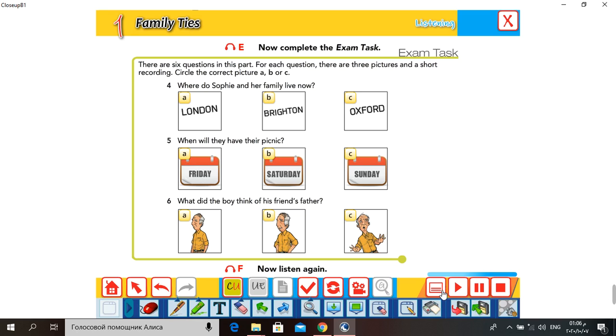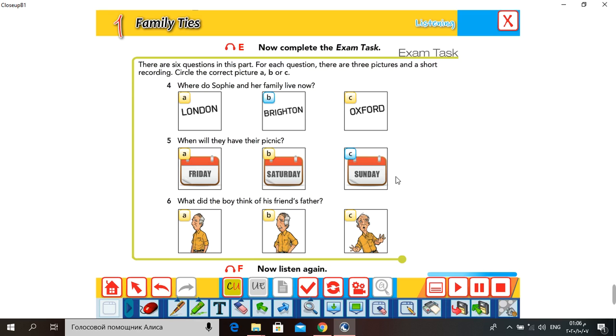Okay, now you should have marked your answers. If not, you should play the recording again, complete your answers, and check the ones that you have already answered. For number 4, it says, where do Sufi and her family live now? Where do they live already now? So that would be in Brighton. For number 5, when will they have their picnic? The answer is, what do you think? Friday, Saturday, or Sunday? Yes, it's Sunday.